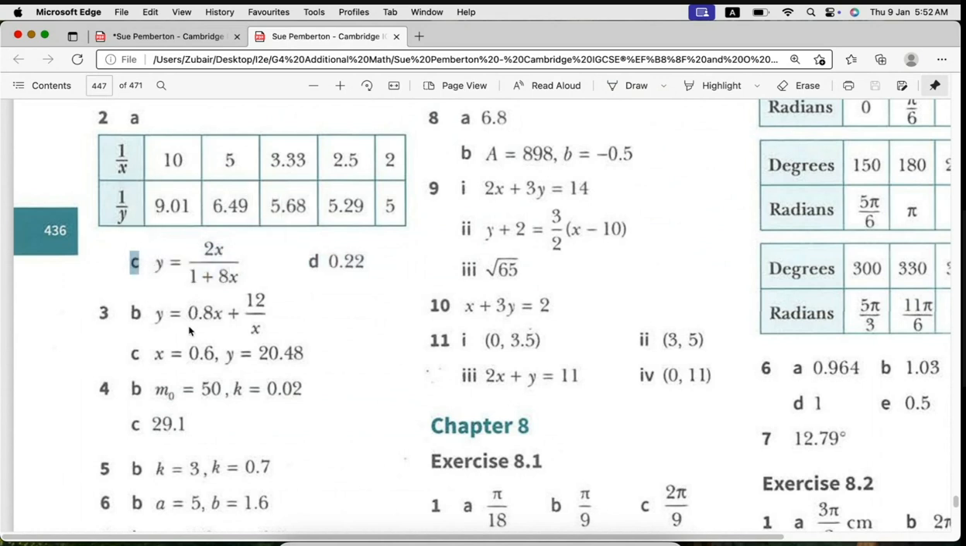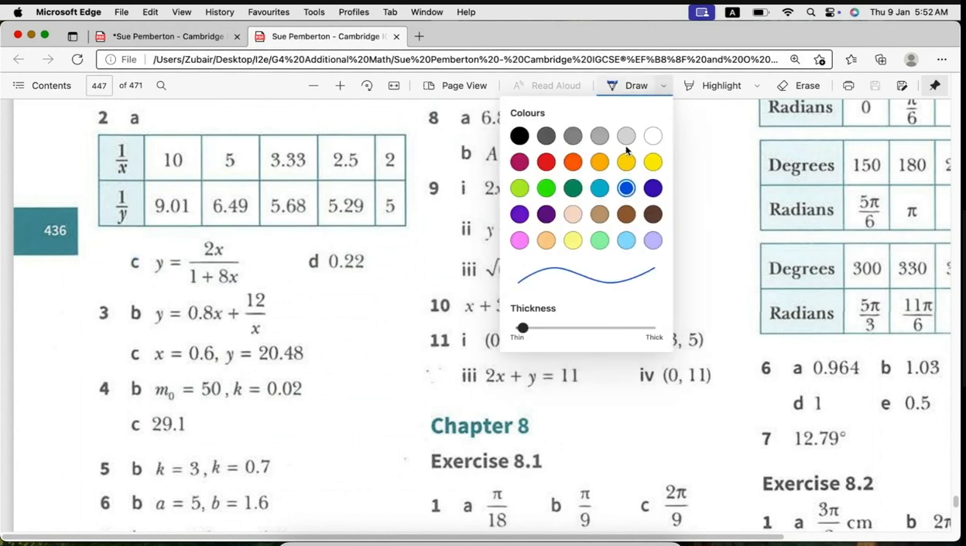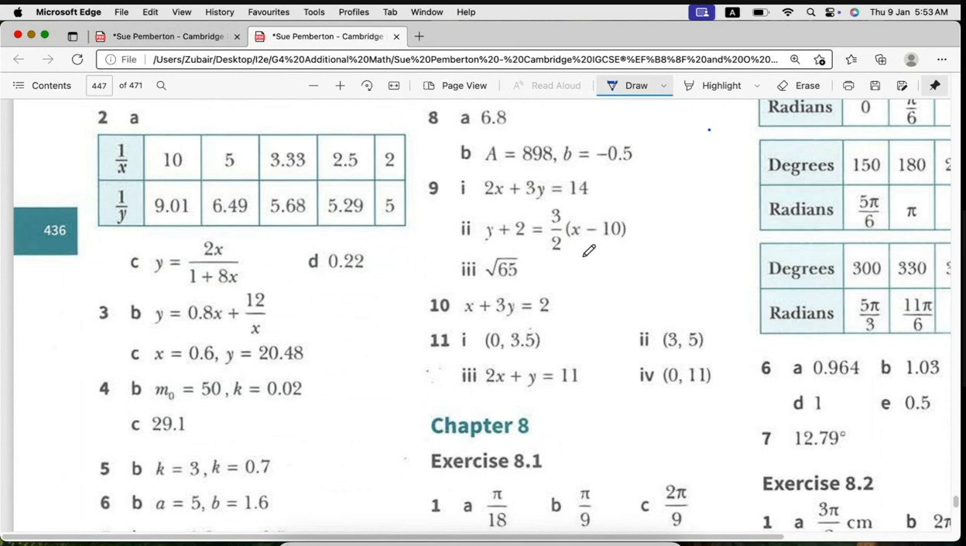C part. Yes. You get this? I'm getting 1 over y equals negative 0.05x plus 7.5. Dictate that slowly. 1 over y equals negative 0.05x plus 7.5. That's 7.5.